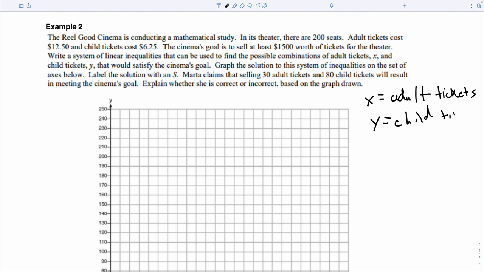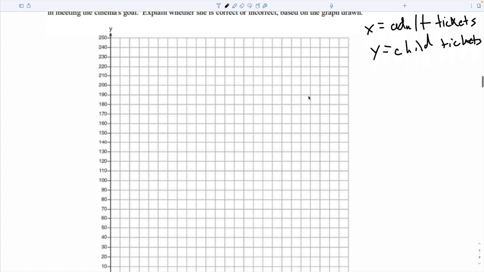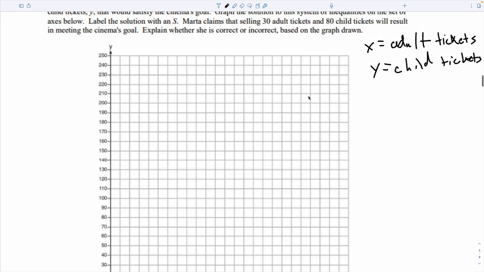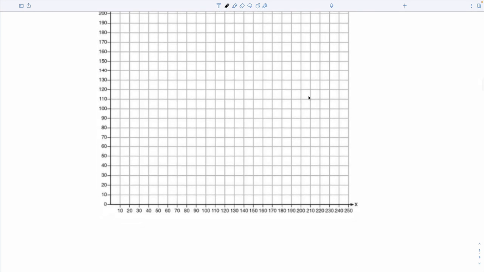When they give you an X and a Y, go ahead and jot it down on your coordinate grid. So the X is going to stand for adult tickets. Down here, you're going to graph adult tickets. The Y value is going to be child tickets.